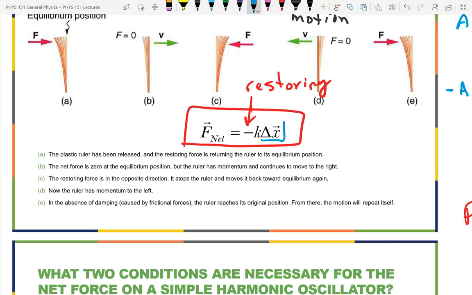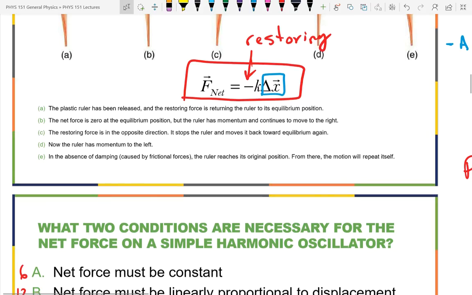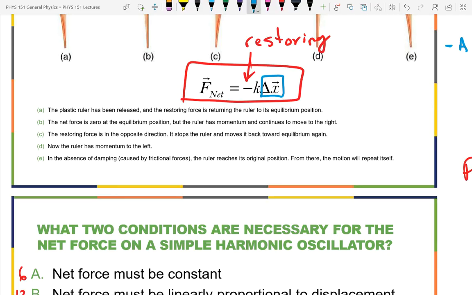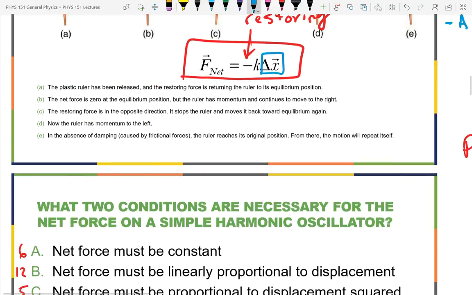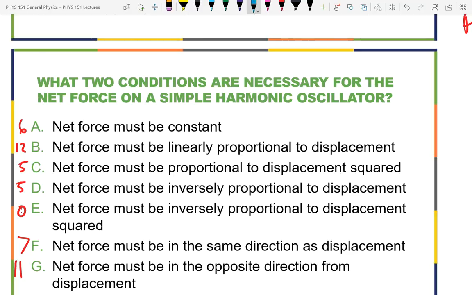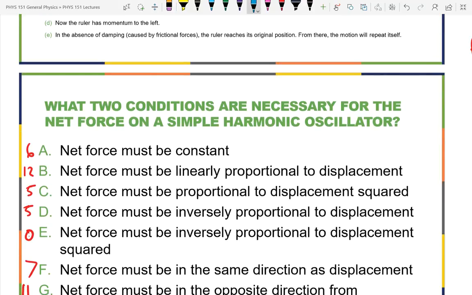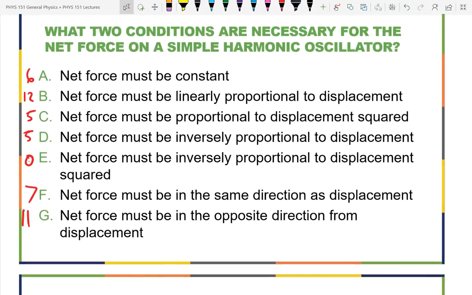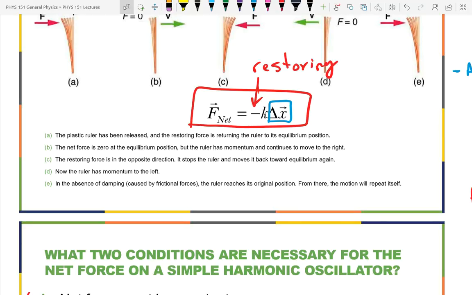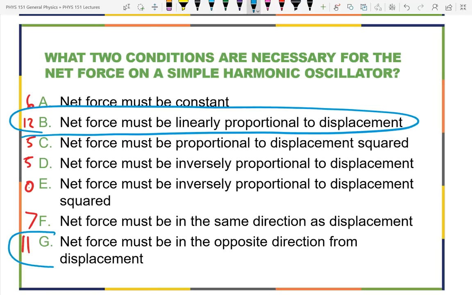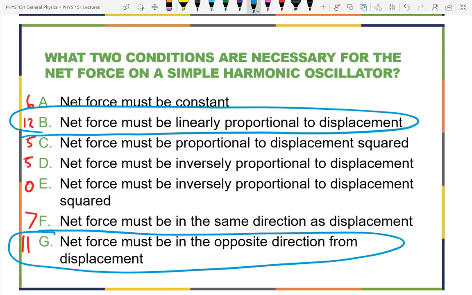And the other answer is what Ashley said. It matches the equation because that is not squared. That is not 1 over. If we look here, net force must be constant. Well, that would be force net equals constant. There'd be no x there. Net force must be linearly proportional. That's a linear proportionality. Proportional to displacement squared, no square there. Inversely proportional, that would mean it'd be 1 over delta x. It's not. 1 over delta x squared, everybody agreed it wasn't 1 over delta x squared. Good. Net force must be in the same direction. Well, that minus sign means it's opposite direction. So the 2 correct answers were B and G. Okay, those are important, right? To understand what causes simple harmonic motion.